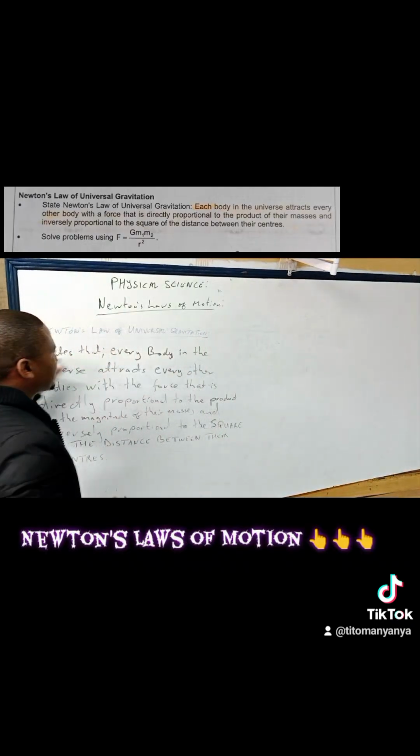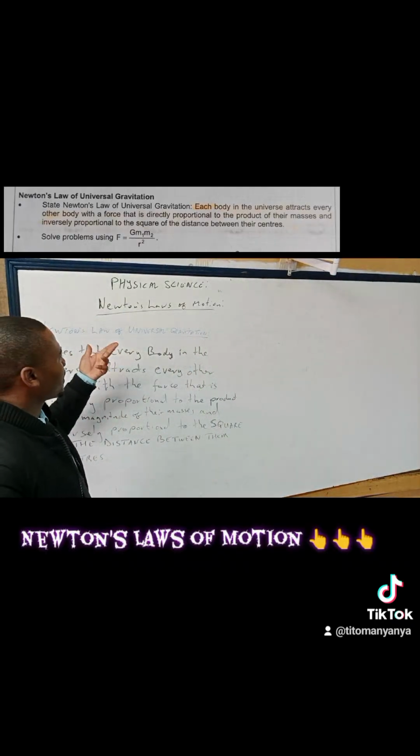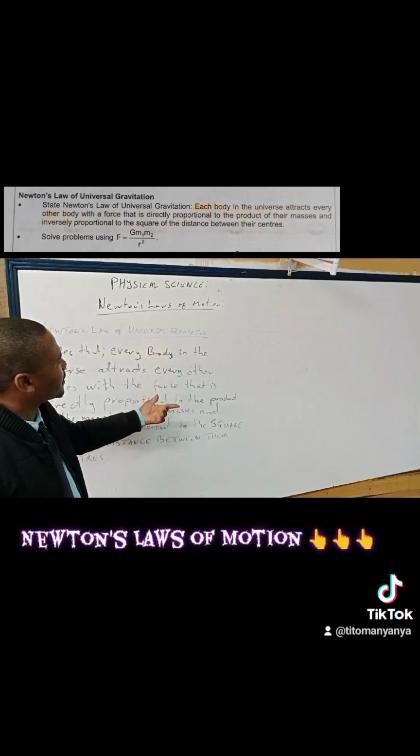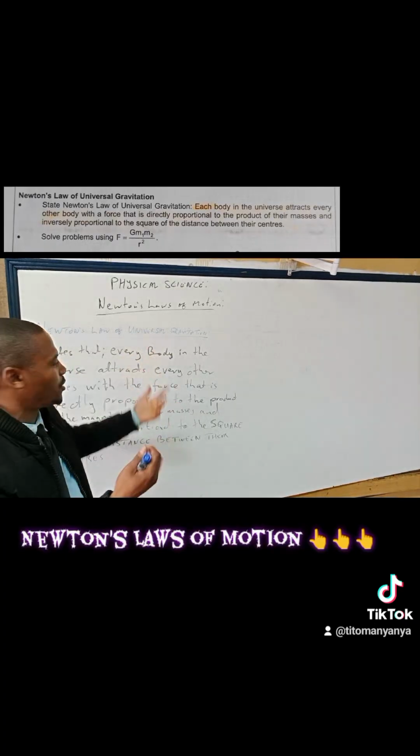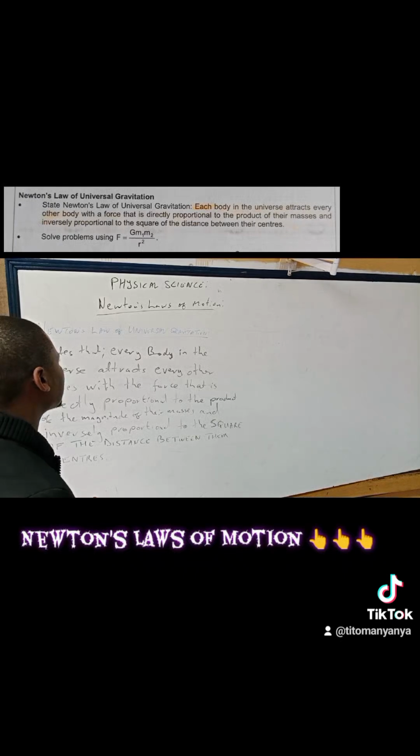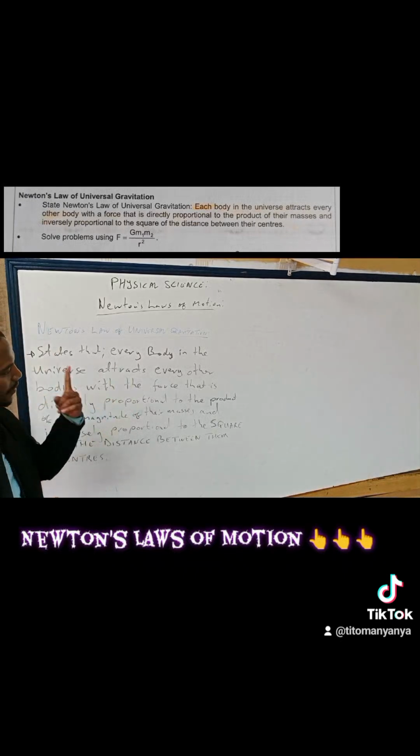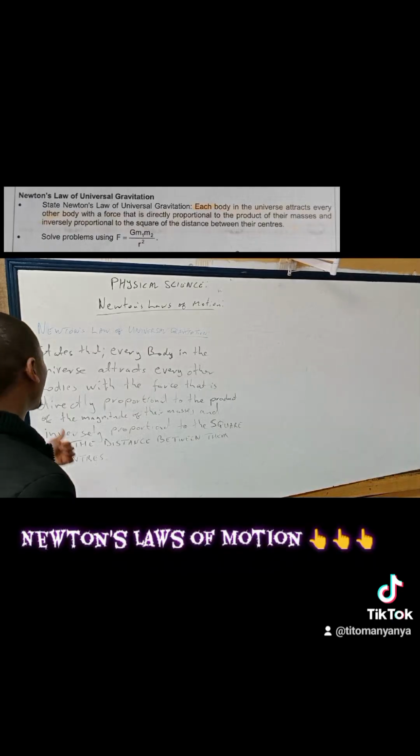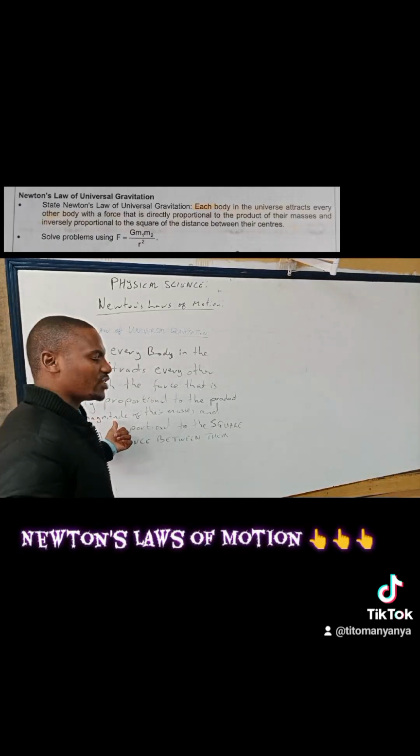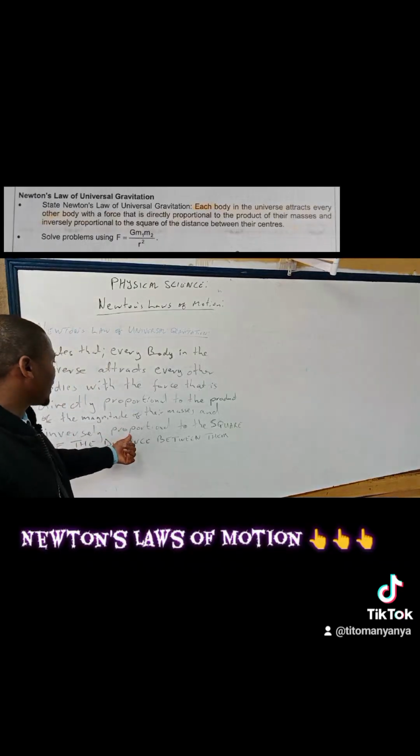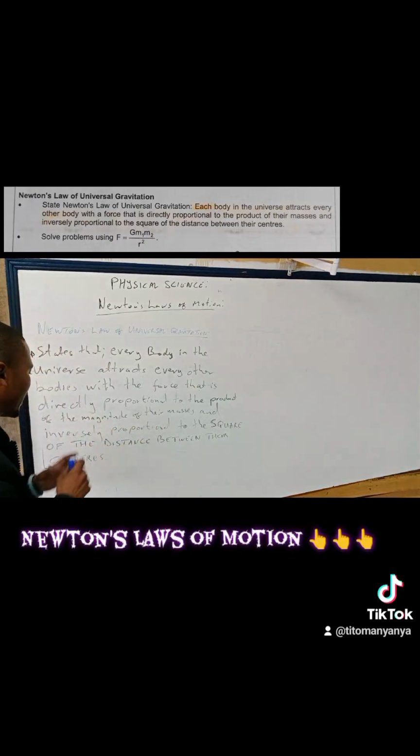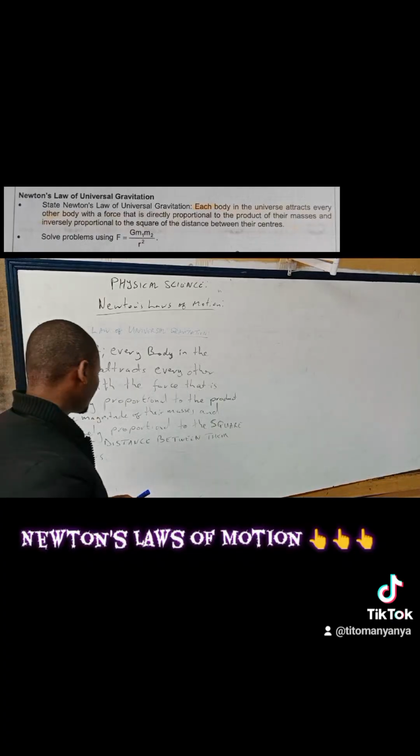So this law states, some people say another definition, every particle in the universe attracts other particles, but I'm saying everybody in the universe attracts every other body with the force that is directly proportional to the product of the magnitude of their masses and inversely proportional to the square of the distance between them.